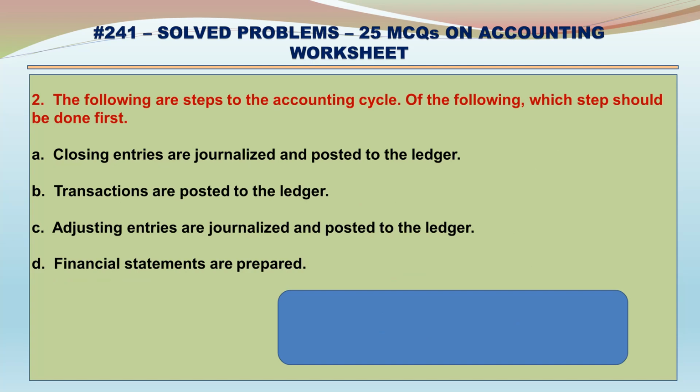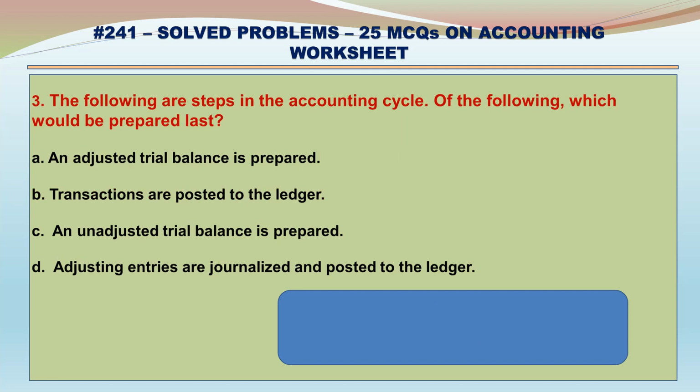Option A. Closing entries are journalized and posted to the ledger. Option B. Transactions are posted to the ledger. Option C. Adjusting entries are journalized and posted to the ledger. Option D. Financial statements are prepared. Answer B. Transactions are posted to the ledger.